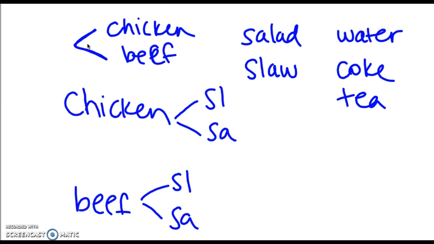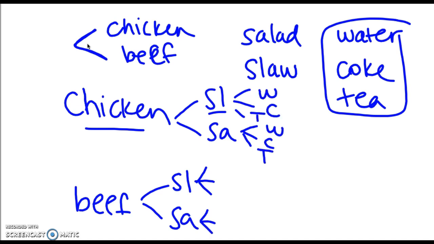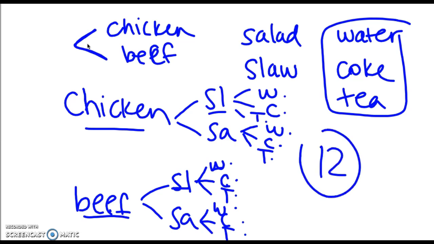And then from each side, because if we just stopped here, we'd have 4 options. We'd have chicken and slaw, chicken and salad, beef and slaw, beef and salad. But we also have 3 drinks to choose from. So that comes from each side right there. All 3. So we have water, Coke, and tea for each one of these options. So we could have beef and slaw and water, or beef and slaw and Coke, and so on. So we have 1, 2, 3, 4, 5, 6, 7, 8, 9, 10, 11, 12. We have 12 total options.